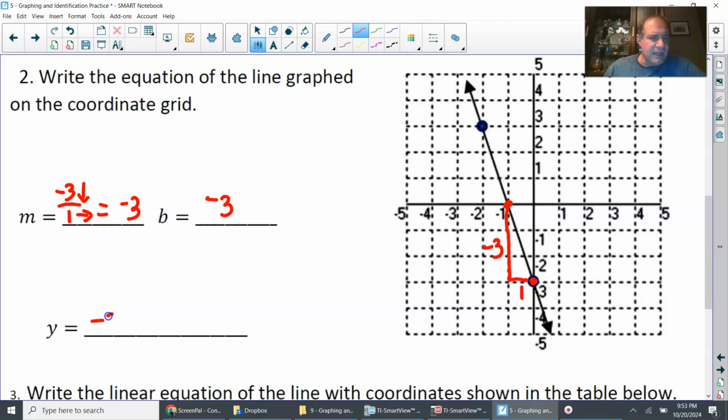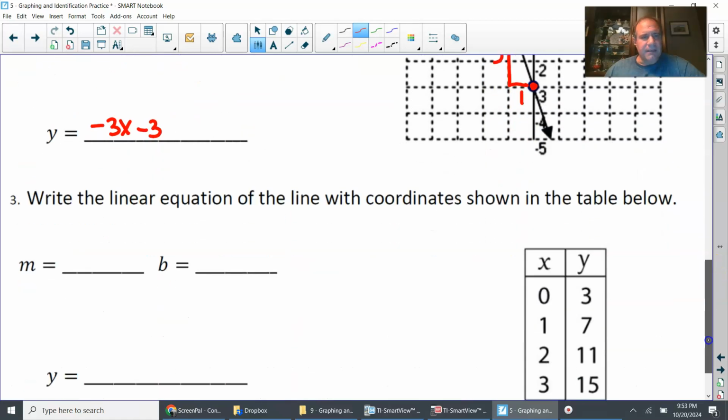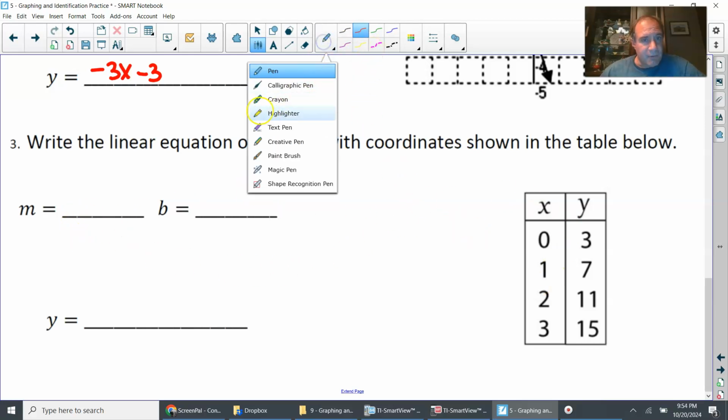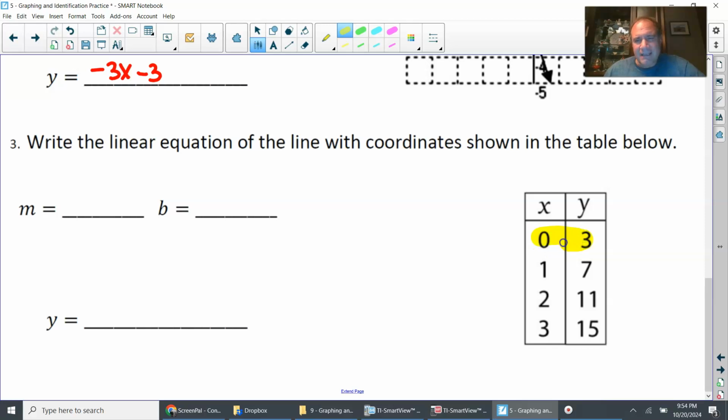So y equals -3x minus 3 is the equation of the line. Y equals -3x minus 3. Line goes down from left to right, and it will have a slope of -3. Pretty steep. All right, so here we go. We need the slope and the y-intercept. Just remember what I said before. When the x is 0, the other number is the y-intercept. So in this case, it is 0, 3.